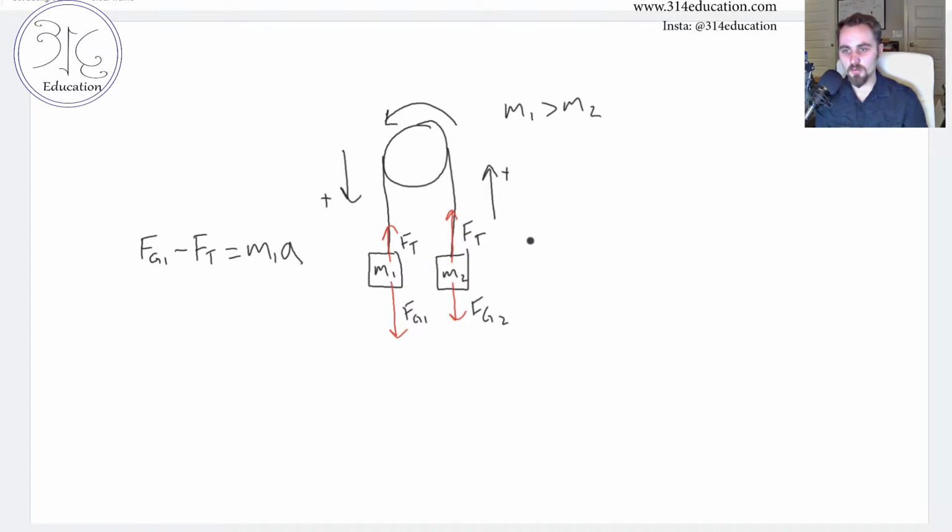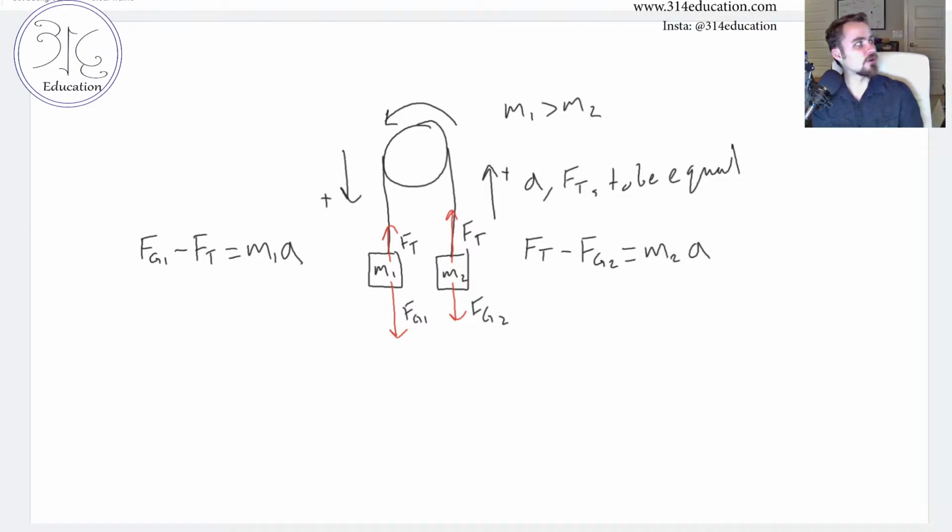And then for the second one, we have upwards as the positive direction. So we get a positive Ft minus our Fg2, which is just going to be our second mass times the acceleration due to gravity. And this is going to equal m2 times our acceleration. So again, we're only looking at m2. But because these are bound together, we expect Ft's to be equal, and we expect our acceleration to be equal.